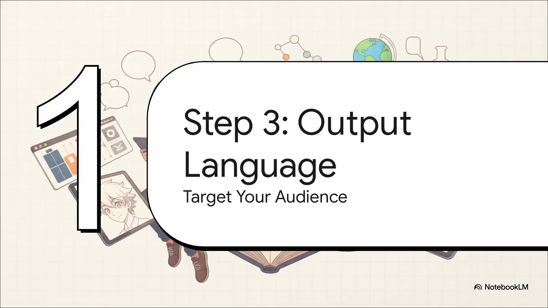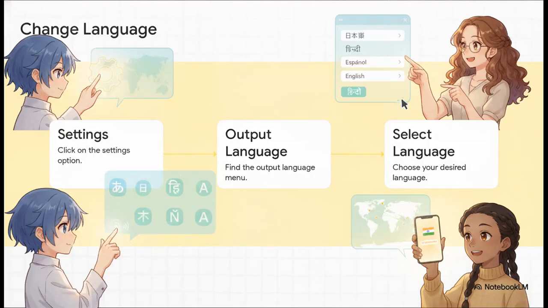Which brings us to Section 4, Step 3, output language settings. This step is absolutely crucial if you're trying to reach an audience in a specific language. By default, it's going to generate in English, but changing it is so easy. First, click on Settings. Second, find the Output Language menu. And third, select your desired language from the list before you hit Generate. In the original demo, Nitty switched it to Hindi to cater to a specific audience. It's a seamless little process to make your content locally targeted.